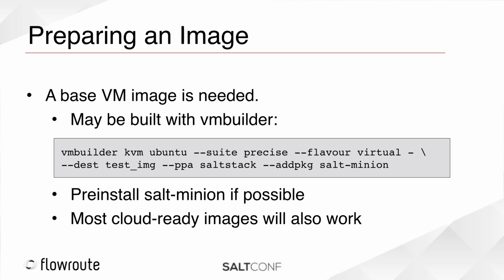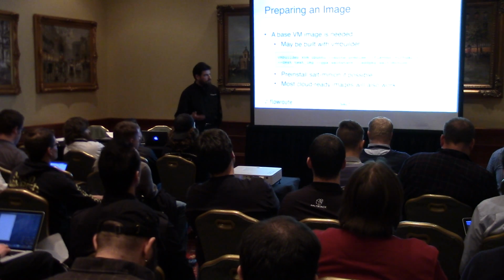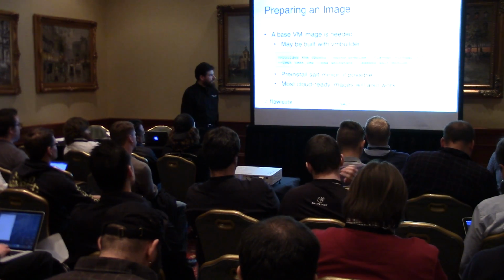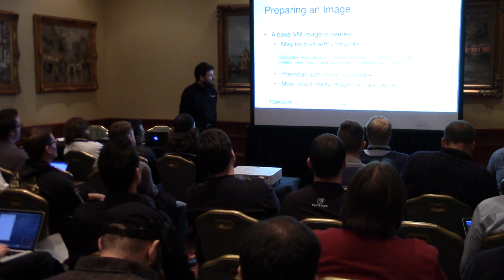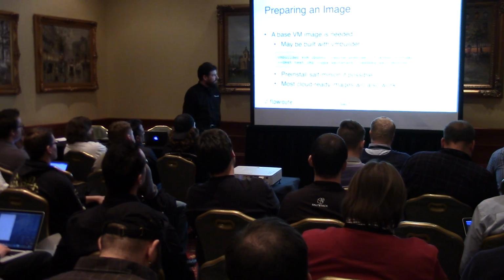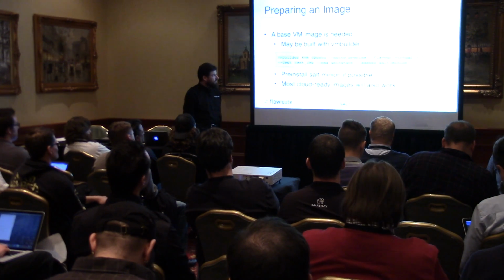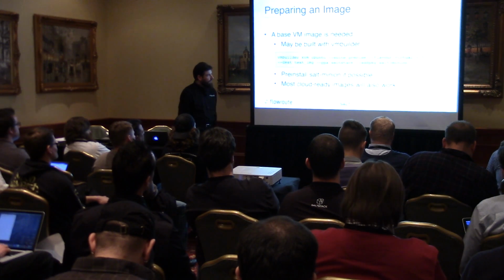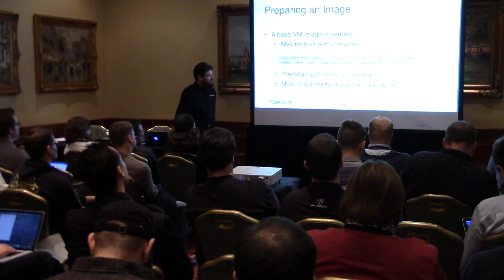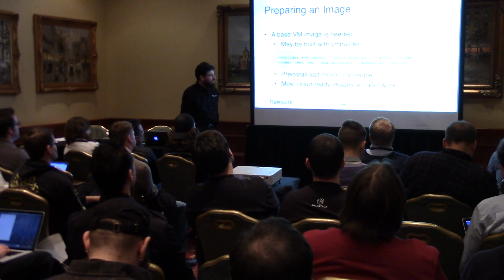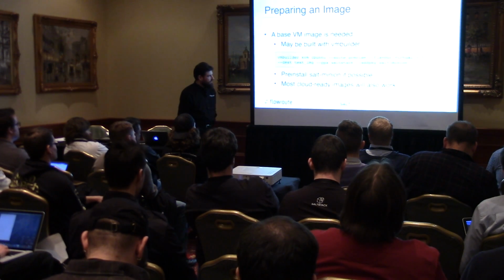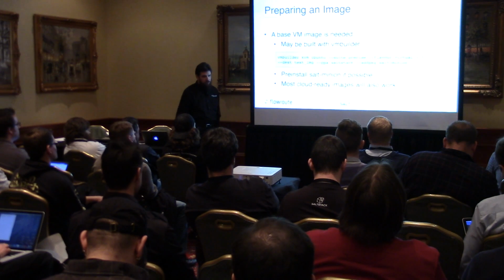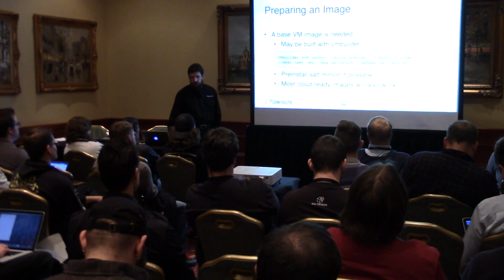You'll also need for Virt a VM image. And there are a couple ways that you can do this. If you use VM Builder, you can go ahead and pre-seed it with Salt Minion. I like to do it this way. I think VM Builder works on both RHEL and Debian-based systems. And you can specify what suite you want, what flavor you want for the kernel, which you're going to want virtual. And go ahead and get the PPA for SaltStack and the Salt Minion installed. This will speed up the process of firing up virtual machines.